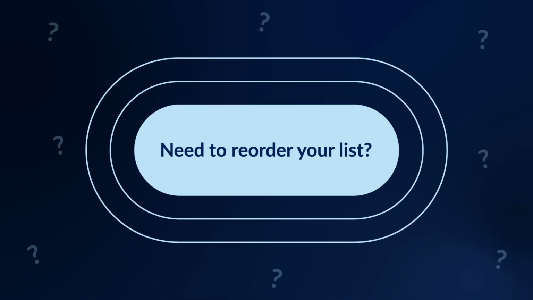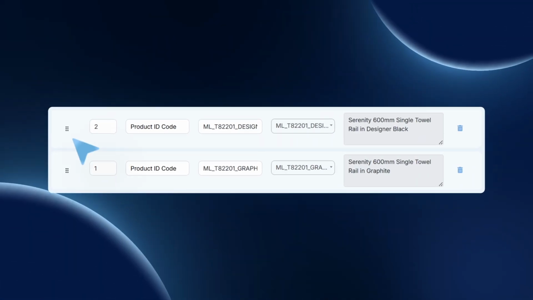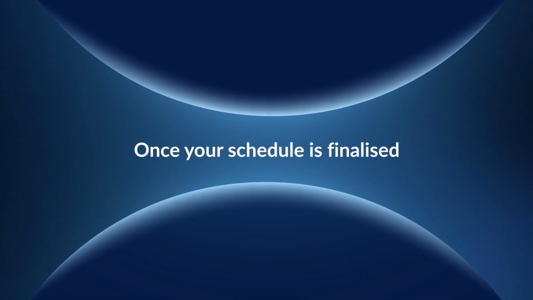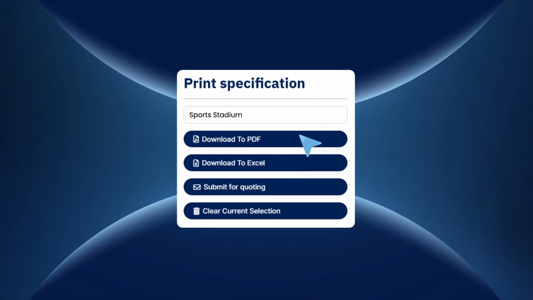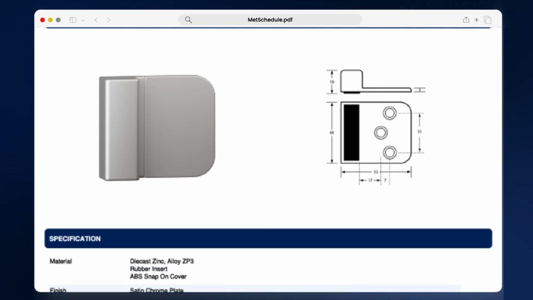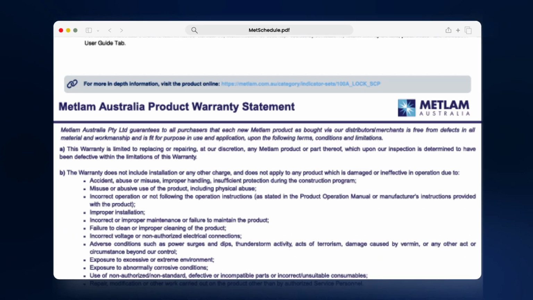Need to reorder your list? MetSchedule includes a convenient drag and drop feature. Once your schedule is finalised, export it as a PDF or Excel file. Your PDF includes all product specifications for easy reference and sharing.